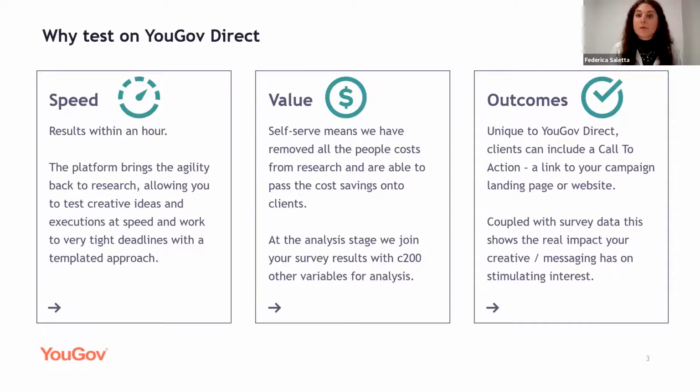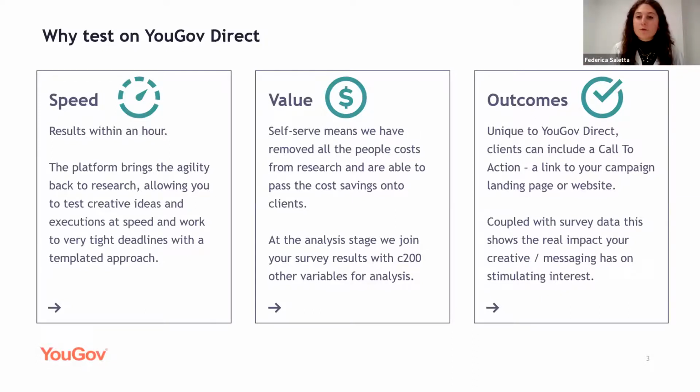The second reason why clients love working with us is the incredible value that the tool offers. What we've done is we've removed the people costs from traditional research, and we've given those cost savings back to you as clients, which is a great benefit of self-serve, and gives incredible value for money. The second point within value is that you have access to over 200 personal data points that we've already collected on all of our members. This is great because we automatically join these as standard with all of your data sets with any research that you're running on YouGov Direct, which really elevates the value that you get on the tool, as not only do you get responses to your questions, but you also get this breadth of personal data.